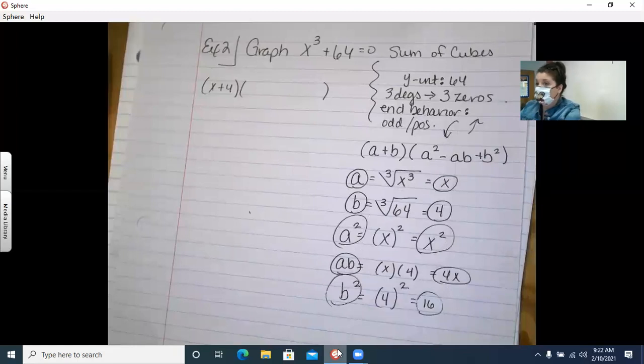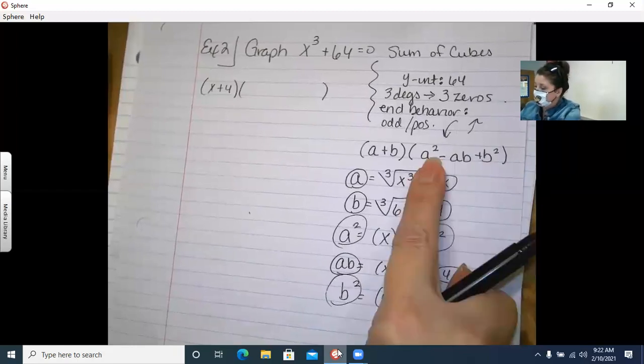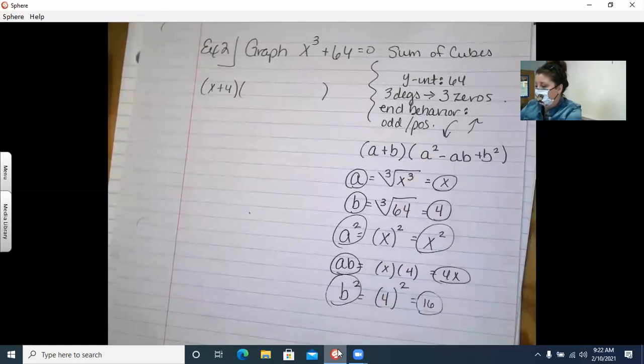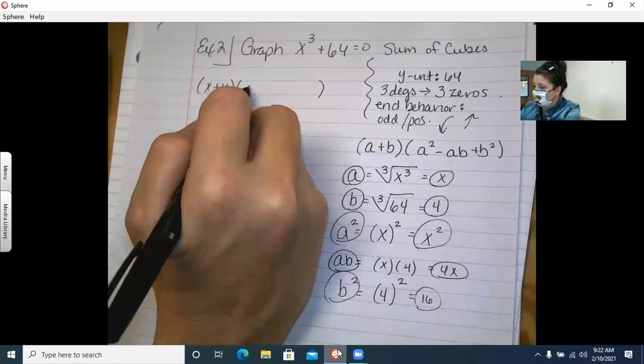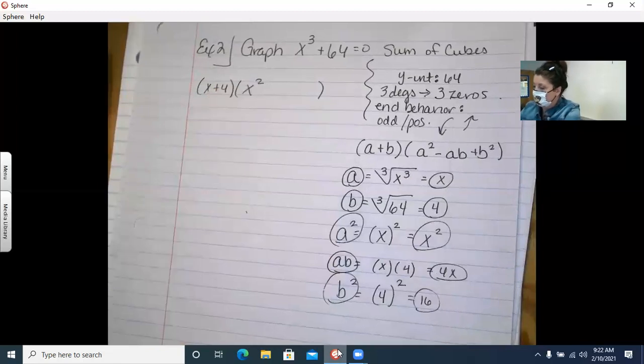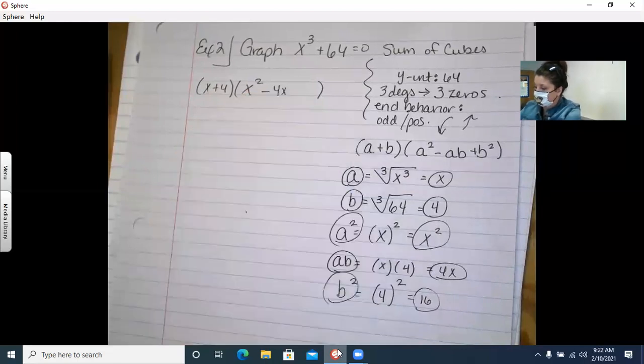Again, that's review, so I'm going kind of fast. So the second set of parentheses, my first term's a squared. What do I write? X squared. What's the sign of the middle term? Minus. What is the middle term? What's the sign of the last term? And what is the last term? 16.